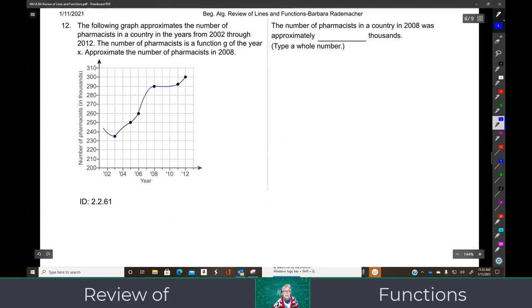Same kind of thing here. The following graph approximates the number of pharmacists in a country in the years from 2002 through 2012. The number of pharmacists is a function G of the year. This time they're calling the function G. Okay, fine. I don't care. It's a function of X. The function G of the year X. Okay, approximate the number of pharmacists in 2008.